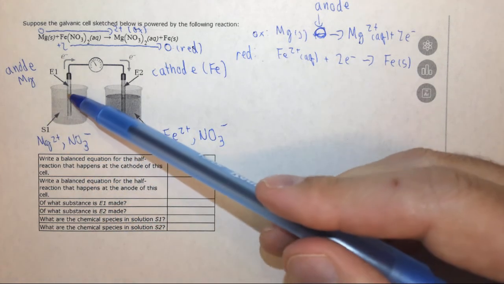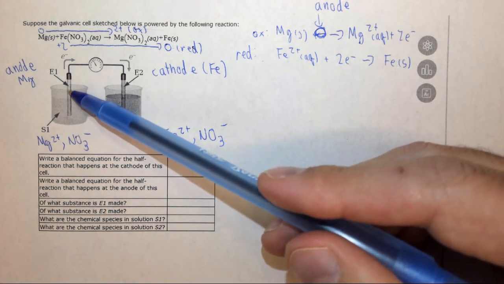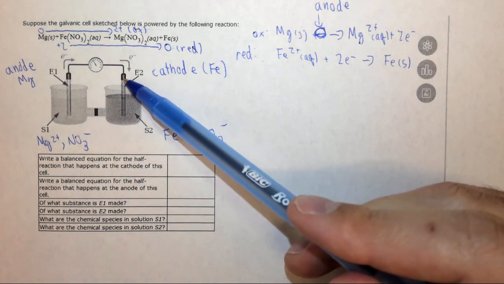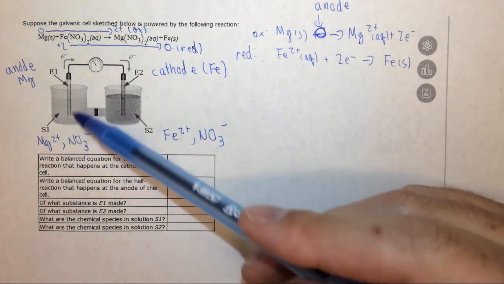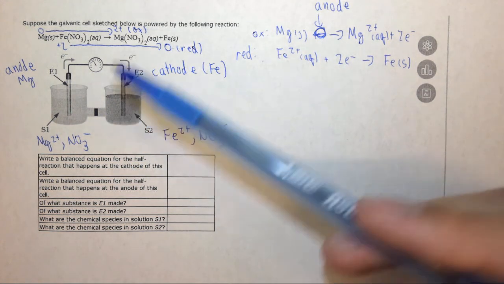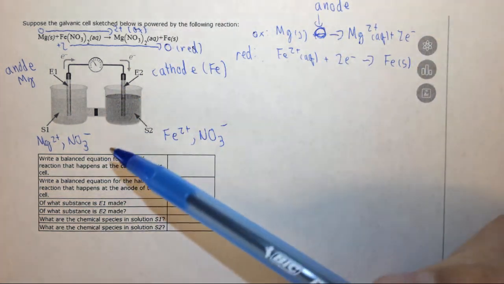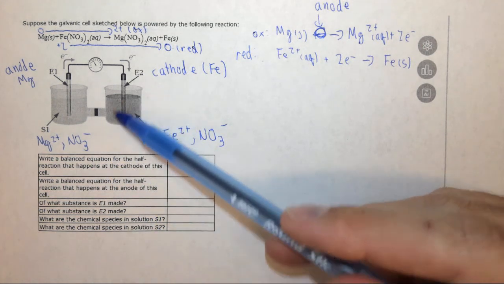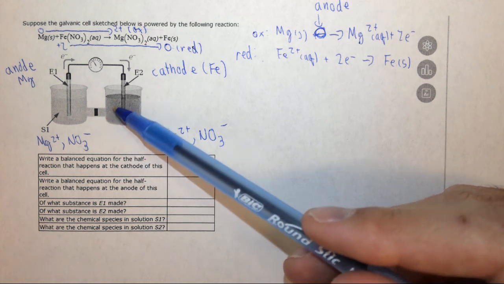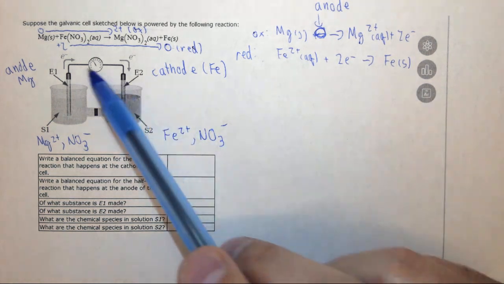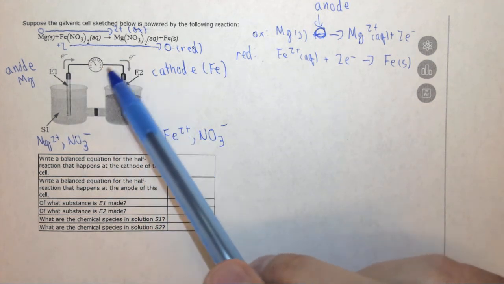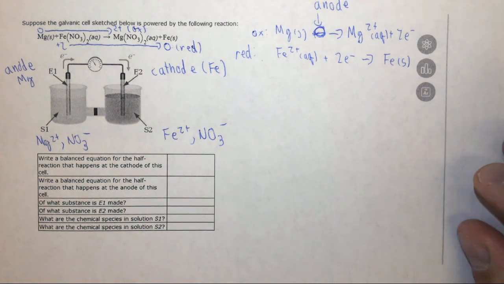The magnesium is being eaten up and forming magnesium 2 plus and releasing electrons in this direction. That magnesium 2 plus is going into this solution. On the other side, what we have is this iron 2 plus in solution, which is being taken out of solution to form more iron metal as the electrons come in this direction. And of course, these electrons could create a current that could do something like light a light bulb.